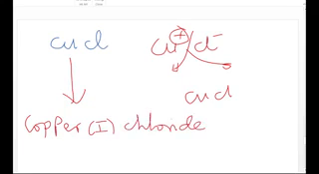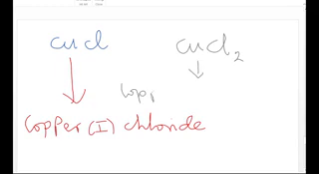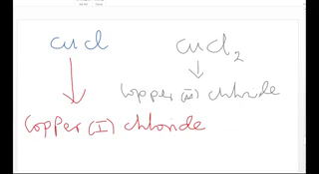Now if you are having something like this, CuCl2. What do you think this will be? Copper 2 chloride. This will be copper 2 chloride. Very correct. Now, I hope this is clear. This is clear enough.